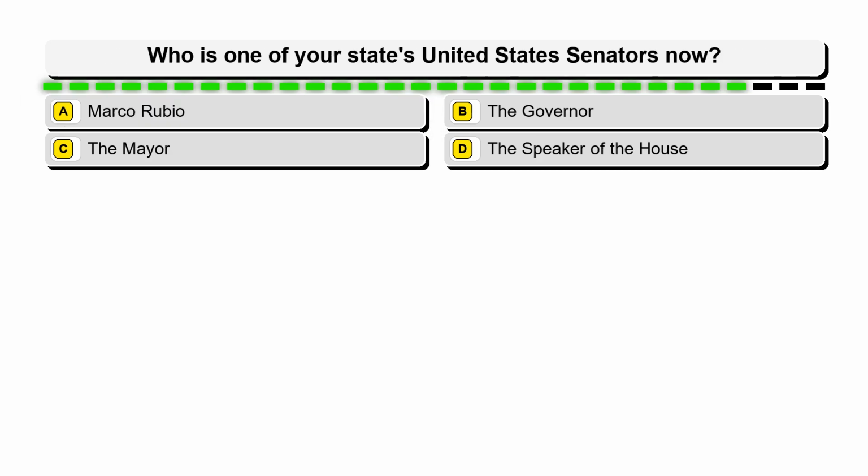Question 20. Who is one of your state's United States senators now? Option A, Marco Rubio. Option B, the governor. Option C, the mayor. Option D, the Speaker of the House.